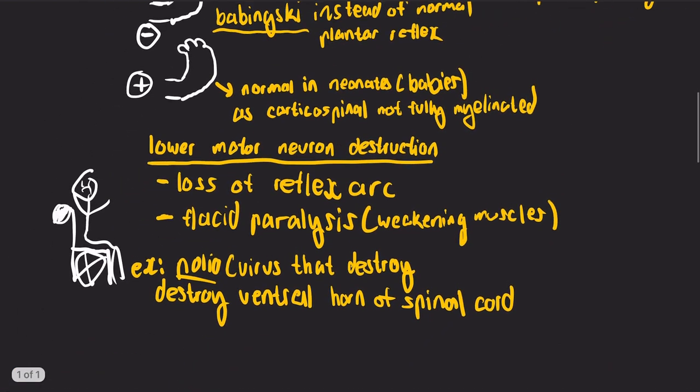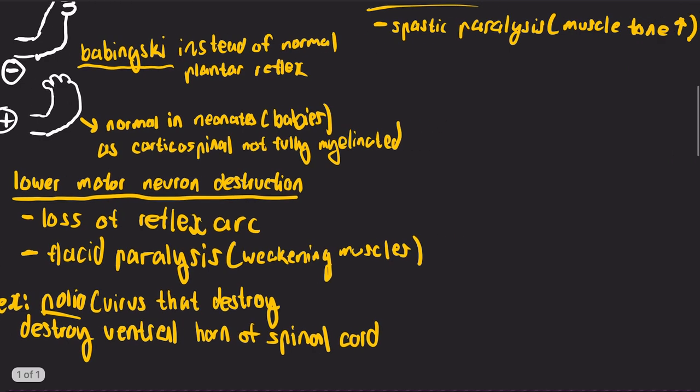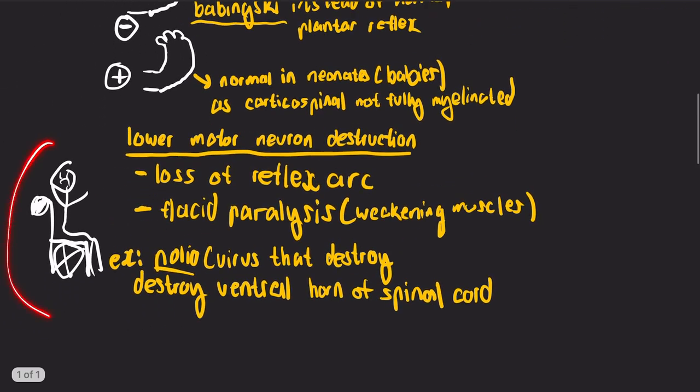And in lower motor neuron damage, it is the opposite. Instead of some sort of incorrect reflex, you lose the reflex. Okay? So you have what we would call flaccid paralysis, causing the weakening of muscles. For example, polio is a virus which will damage your cell bodies on the ventral horn of your spinal cord, causing the failure of signals to be sent to that skeletal muscle. And this means you will lose your muscle tone and you will be paralyzed.